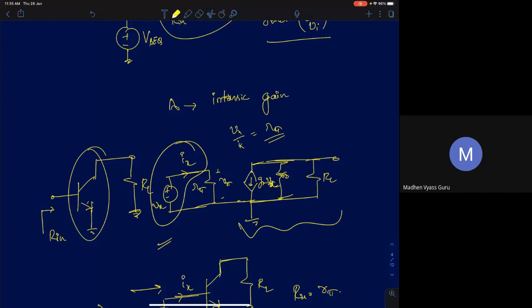Now look at this. What is the input? In a common emitter configuration, I am applying the input directly here, so this will be Vx. Vx is V pi, the voltage across R pi. So the current drawn from the input will be Vx by R pi. Ix will be Vx by R pi because Vx is appearing entirely across R pi. So the ratio Vx by Ix is simply R pi itself, and that is the input resistance.